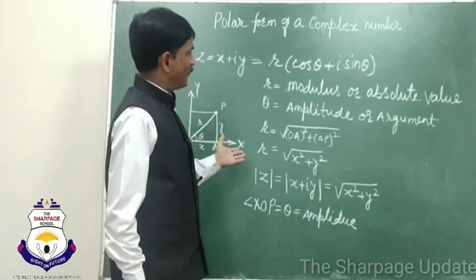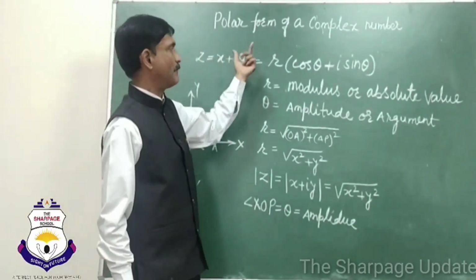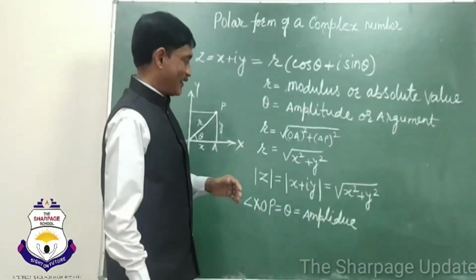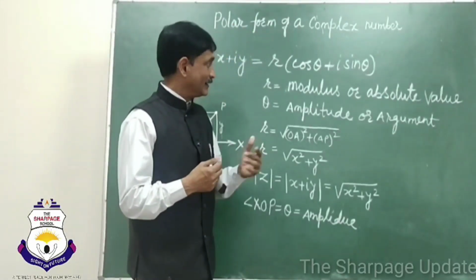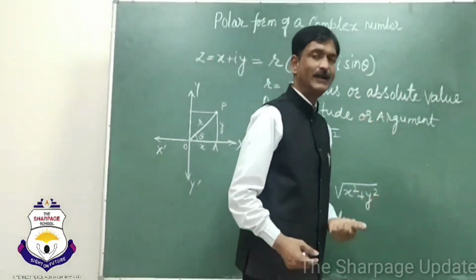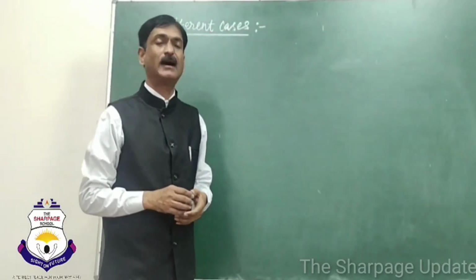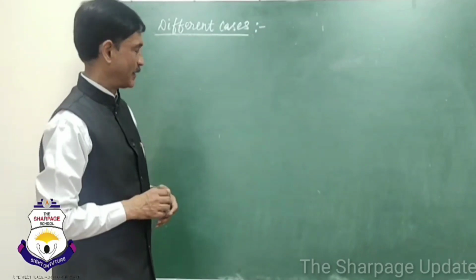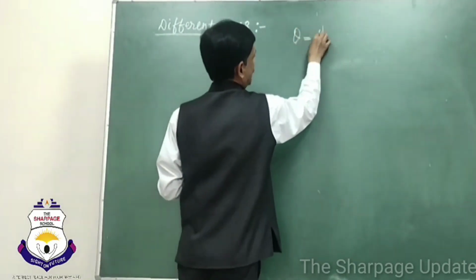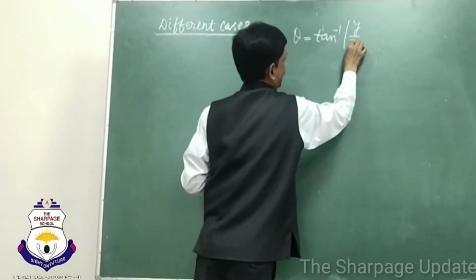Now, I am explaining how we can change a complex number into polar form. But first of all, we have to find the value of the modulus and the amplitude, or absolute value and argument. So friends, here we are studying some different cases for finding the argument of a complex number. As we know, the argument of a complex number is tan inverse y upon x.